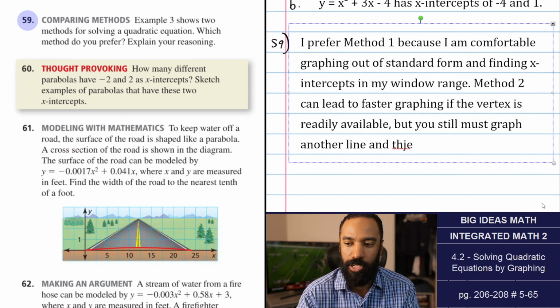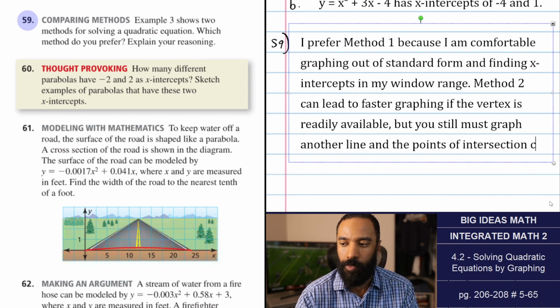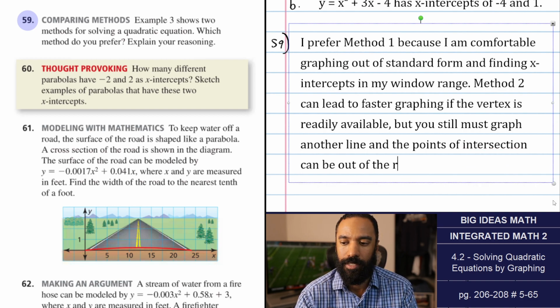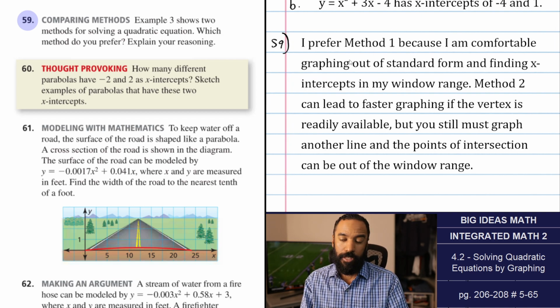And the points of intersection can be out of the window range. I understand people who might like method 2 more. And I don't mind method 2, it's fine.